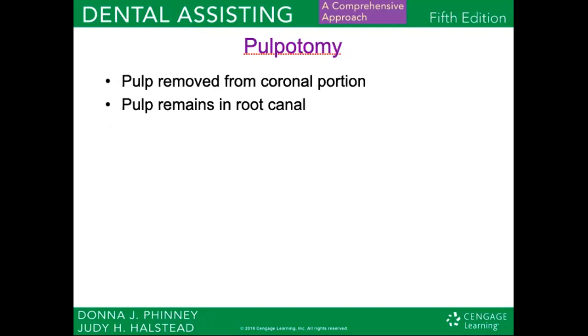A pulpotomy is when the pulp is removed from the coronal portion of the tooth, but the pulp remains in the root canal. So sometimes this is done in order to get a patient out of pain. If they were to come into a general dentist that doesn't do root canals, that general dentist can still remove the patient's pain and refer them to an endodontist to finish the root canal by simply removing the coronal portion of the pulpal tissues, and then putting in a medicated paste, we call it formocresol, that basically kills the rest of the pulp to deaden the pain.